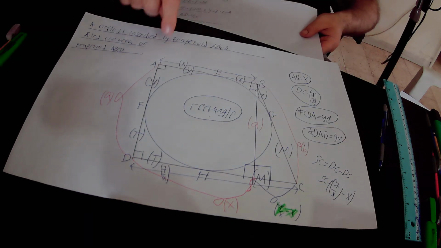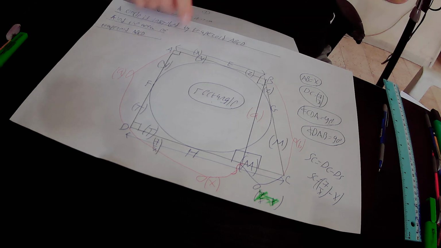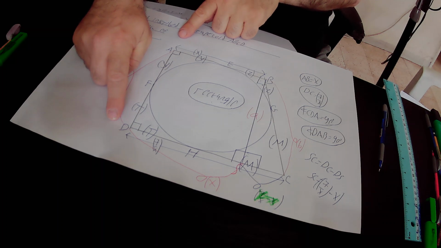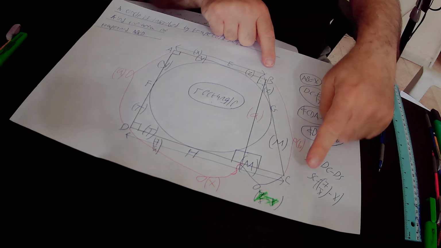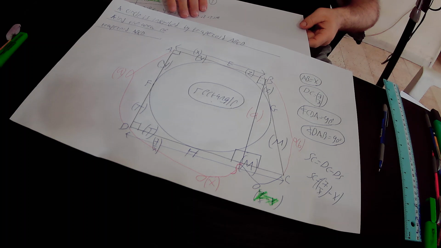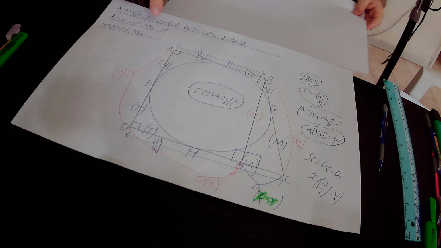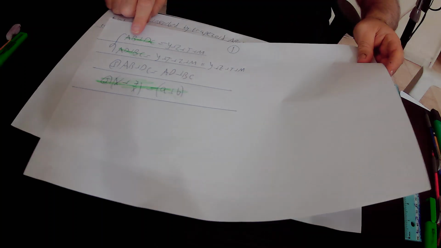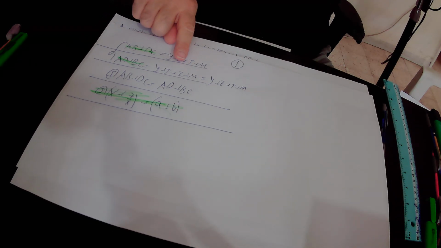Likewise, we add side AD to side BC. So what is the value of AD plus BC? AD is y plus t, and BC is z plus m. So in total, AD plus BC equals y plus t plus z plus m.